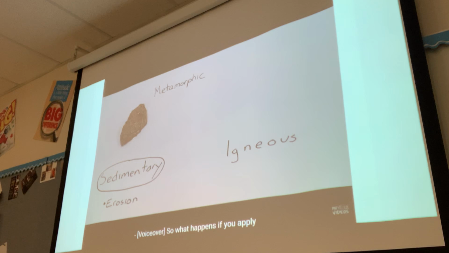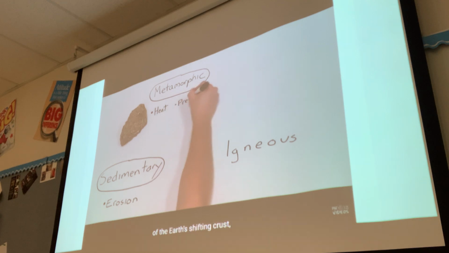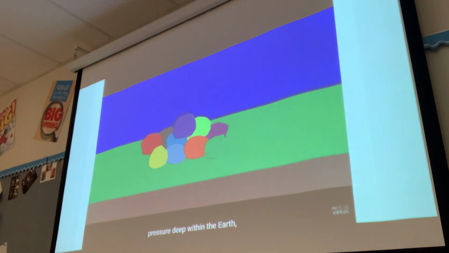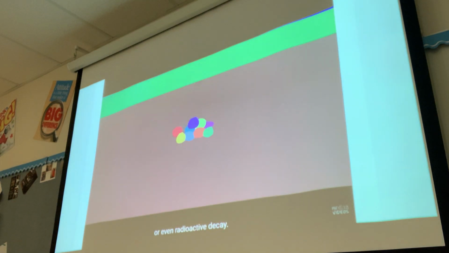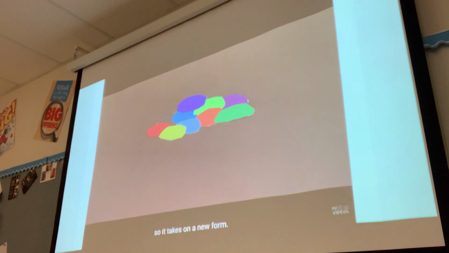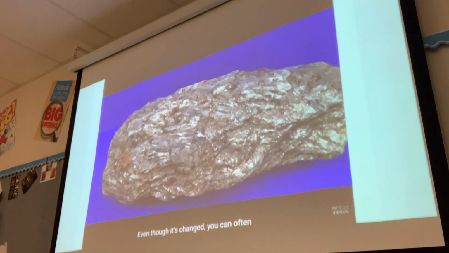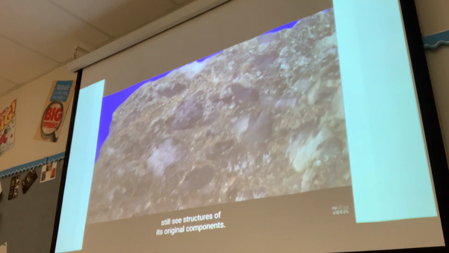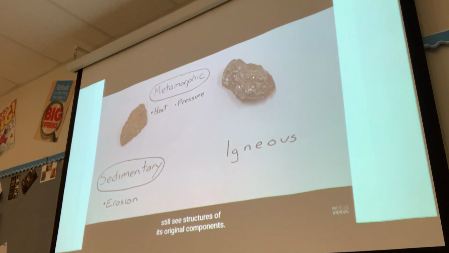So what happens if you apply both heat and pressure? It becomes a metamorphic rock. Metamorphic rock may form by friction of the Earth's shifting crust, pressure deep within the Earth, or even radioactive decay. The heat and pressure cause the rock structure to change, so it takes on a new form. Even though it's changed, you can often still see structures of its original components.